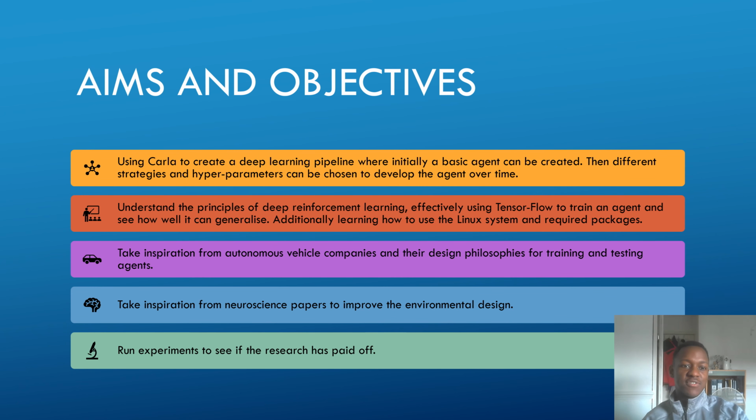The aims and objectives are divided up so it enables me to learn how to use Carla, how to use Python, how to use TensorFlow. It was so difficult for me, I decided to focus on getting something working. Hence why I aimed at just making a deep learning pipeline and aimed at understanding the principles. I then also, in my literature review, decided to look at neuroscience papers to see how it can accelerate design. And at the end, you can see the 4 experiments that I run to see if my research has paid off.